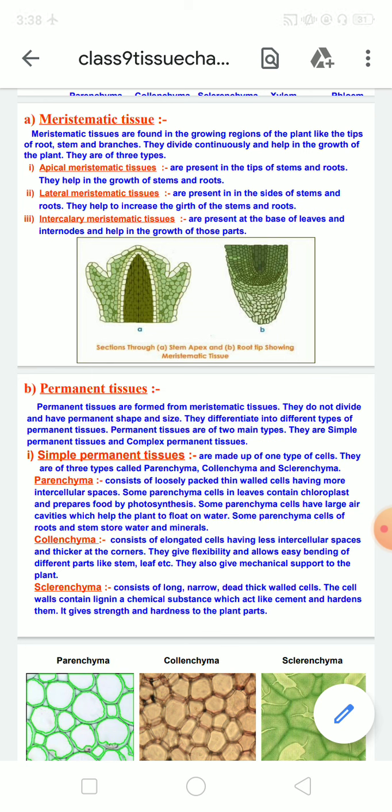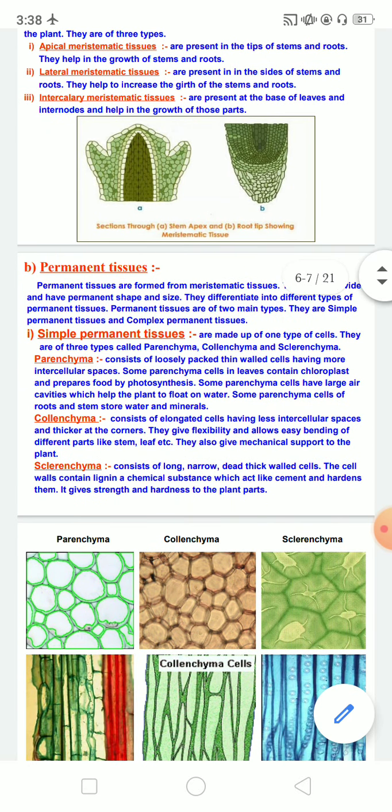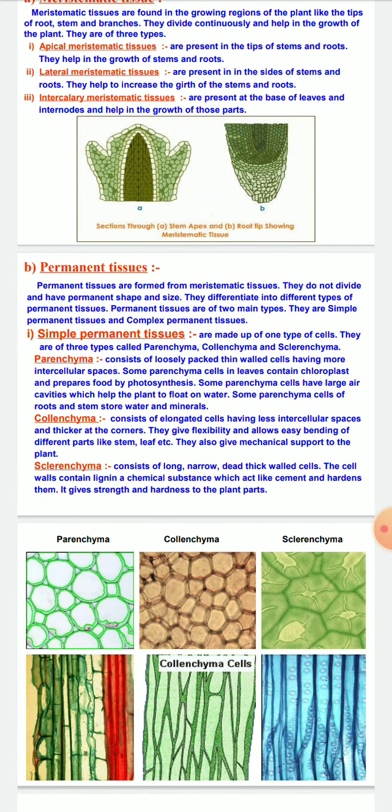So permanent tissues are basically formed from meristematic tissue. They do not divide and have a permanent shape and size. They differentiate into different types of permanent tissue. The permanent tissues are of two types, simple and complex. Simple permanent tissues are made up of one type of cells. There are three types of simple permanent tissue, that is parenchyma, sclerenchyma and collenchyma.